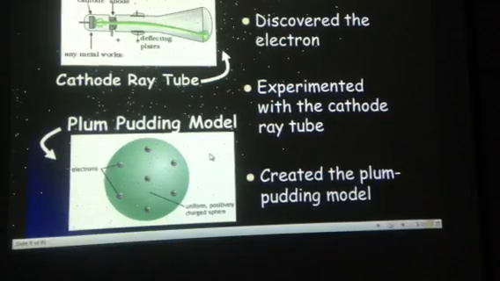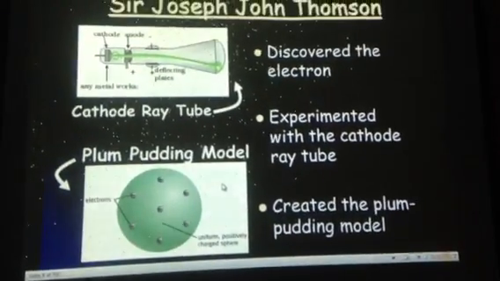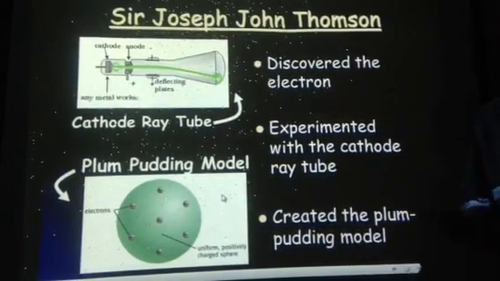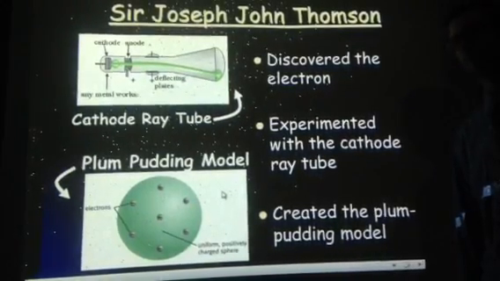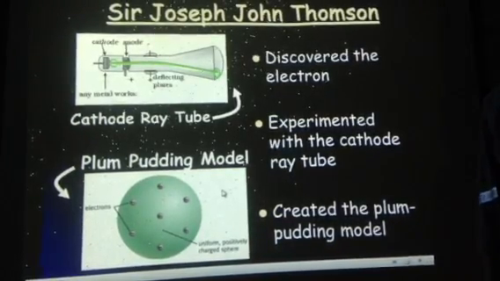How long are we into the video now? 5 minutes. Okay, 5 minutes, so here's what I'm going to do. So I've gone through Dalton and Thomson. Tomorrow I will go through Rutherford, Bohr, and Schrodinger. So that way you guys only have to watch one video tonight, and tomorrow I'll make another one for the rest of it. Okay, have a good night.